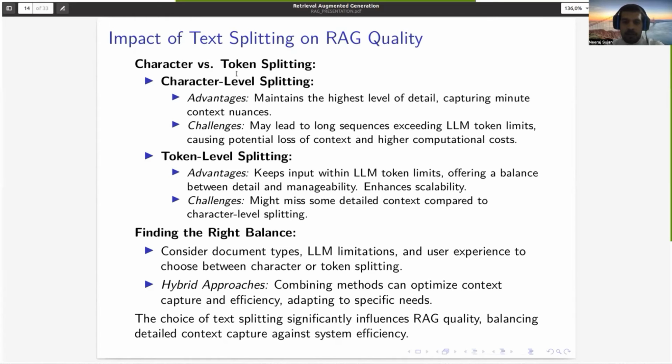And there are, of course, hybrid approaches. For some use cases, you could use both character and token level splitting. And this is, of course, a strategic decision. You have to do a lot of experiments, figure out when should I use what.